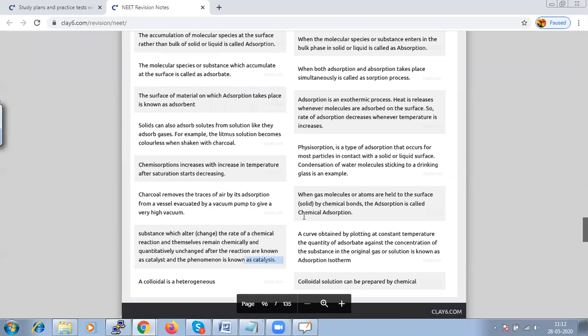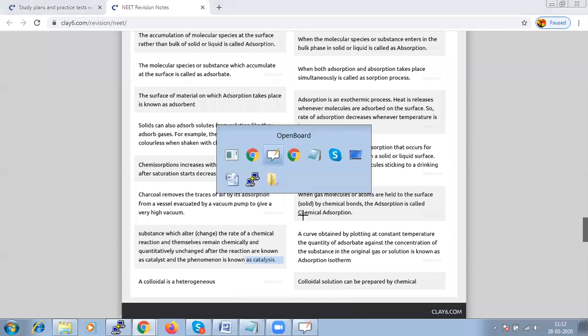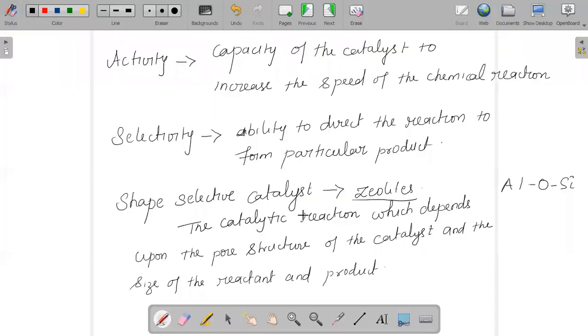And hence the size and shape of the reactant and product molecules depend upon the type of catalyst we have selected for any reaction to take place. Zeolites are a widely used catalyst in the petrochemical industry for cracking of hydrocarbons and isomerization. So zeolites are an important catalyst used for an important purpose.